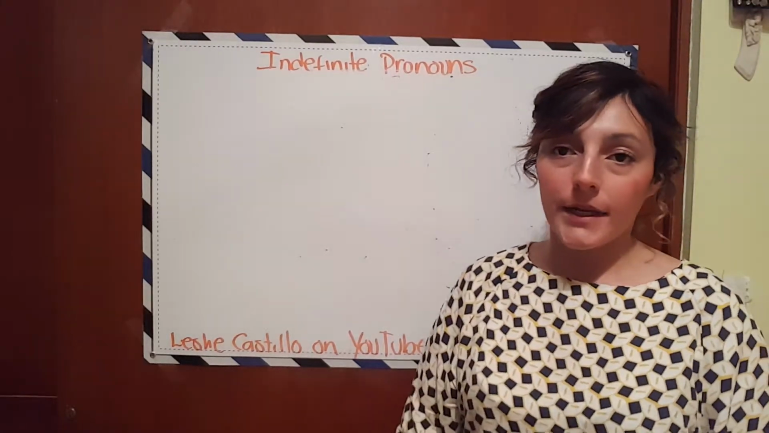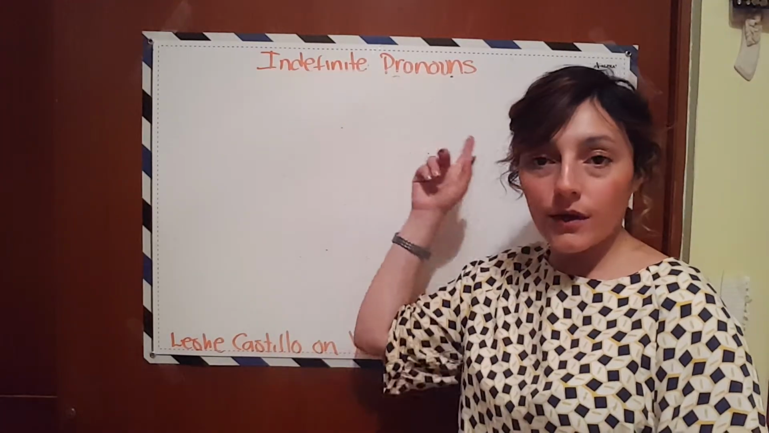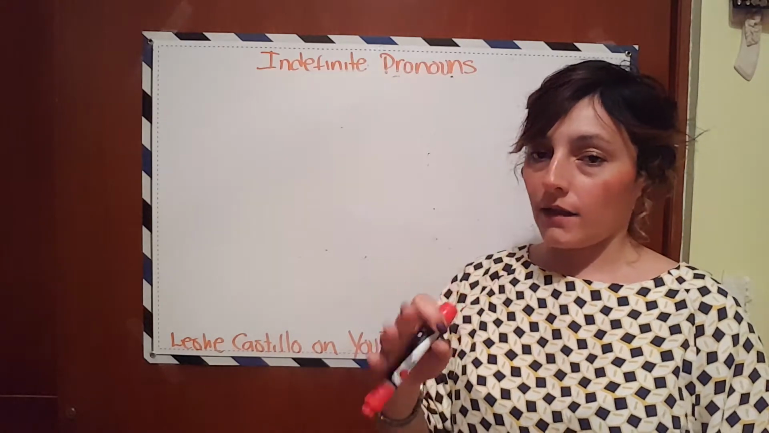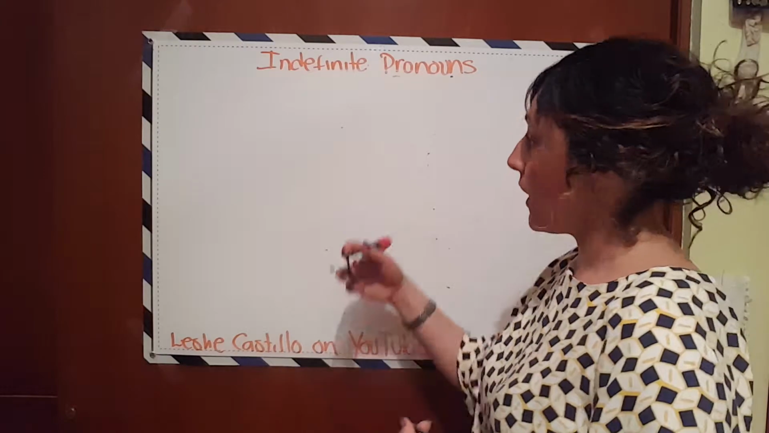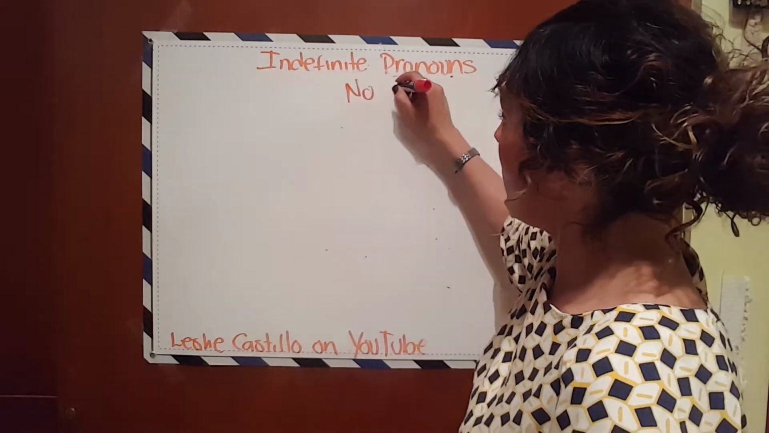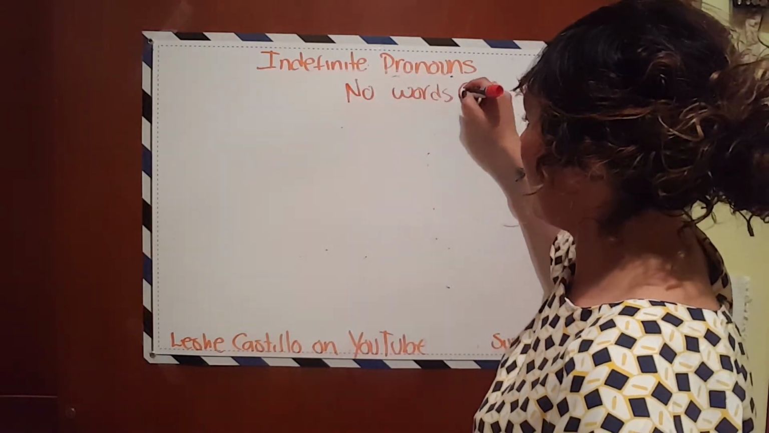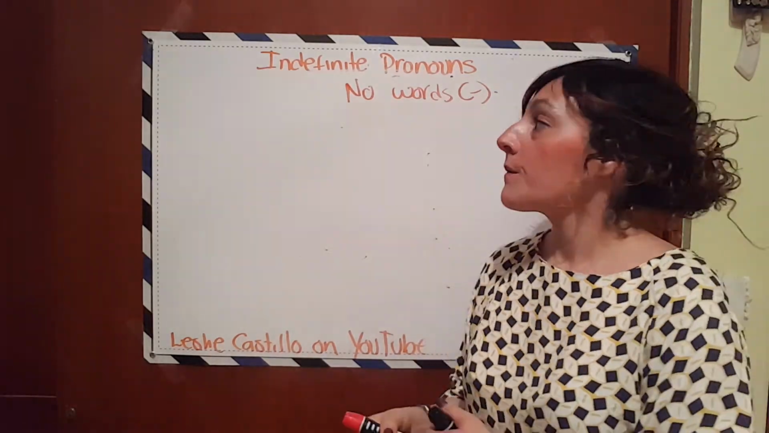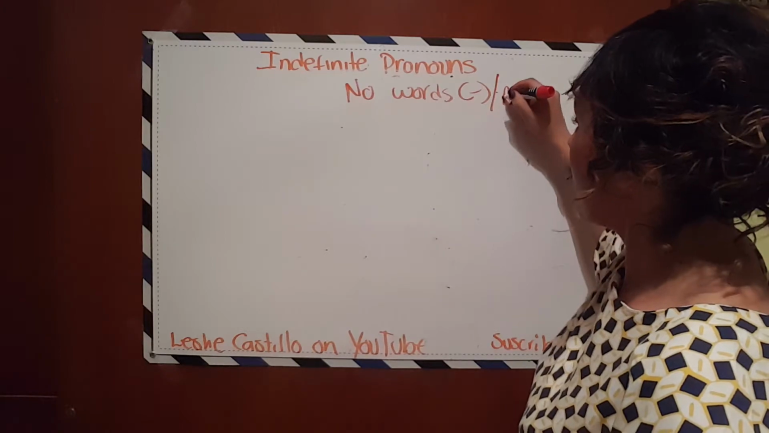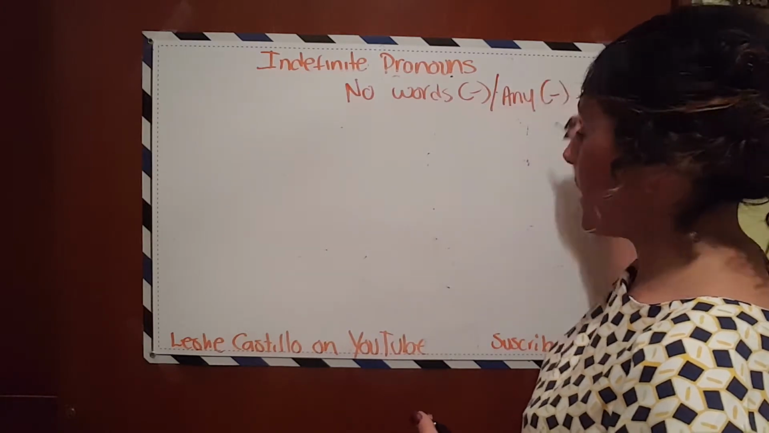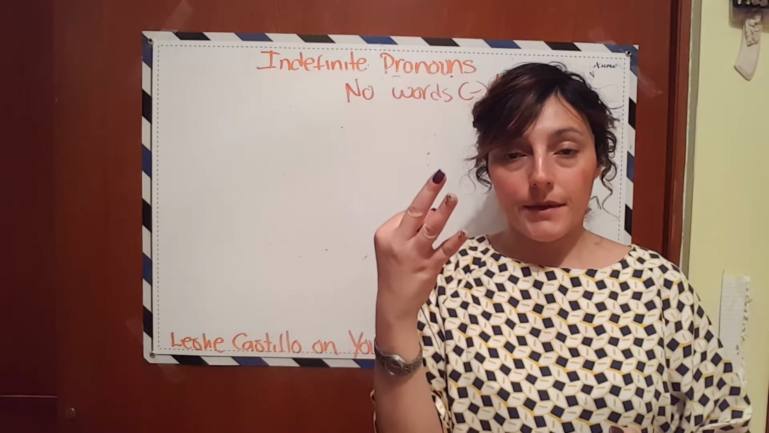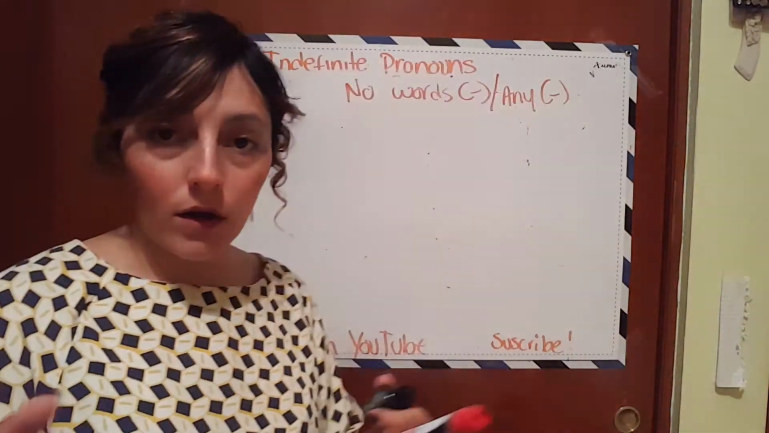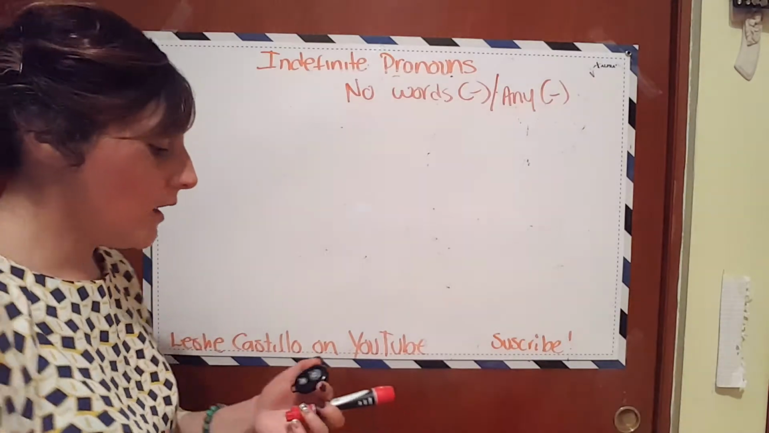Now we're in the fourth video about indefinite pronouns, right? We have checked some, every, and any. Now we're going to check no words. No words are used in negative. And we are going to check also any, but in negative. Remember that in the third video we checked any for interrogative. And I'm going to have a contrast story about this.